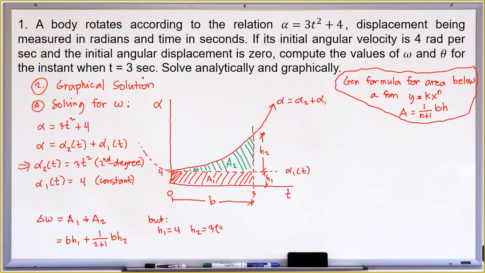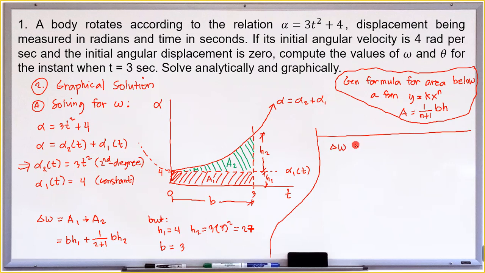So that is 3 times 3 squared. So this is 3 times 3, 9 times 3, 27. Okay, so the second height is 27. Now the base is equal to the time, the distance in 3 seconds. So B is equal to 3.